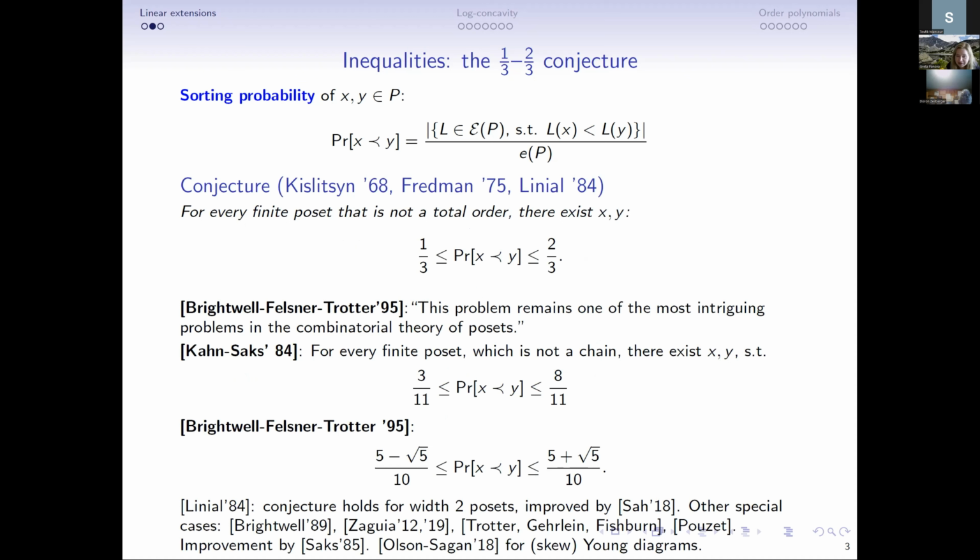So here are some results since then. This is the survey, the paper of Brightwell, Felsner, Trotter from '95. They say that this problem remains one of the most intriguing problems in the combinatorial theory of partially ordered sets. And here are some results. So this is actually pretty close, and there is some improvement.